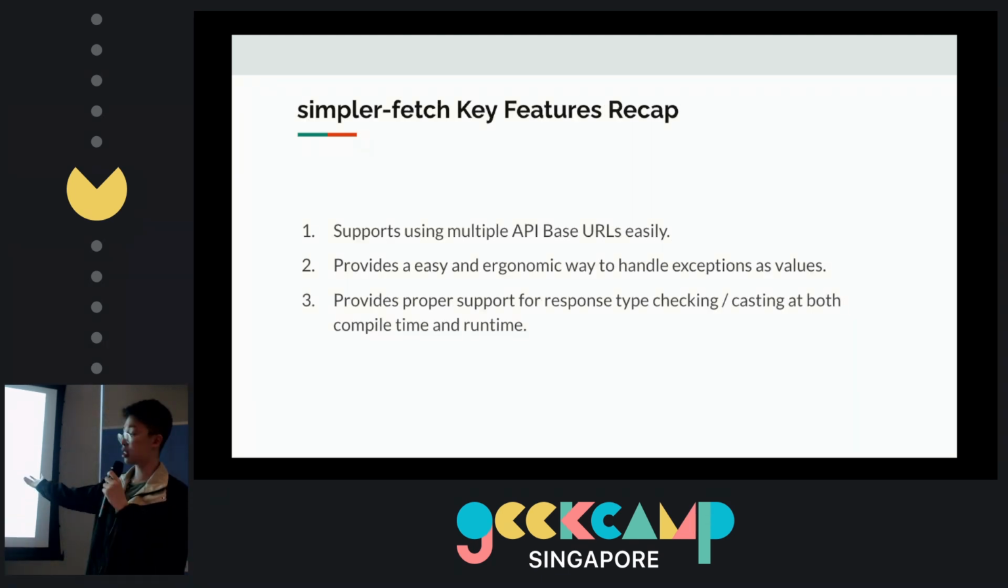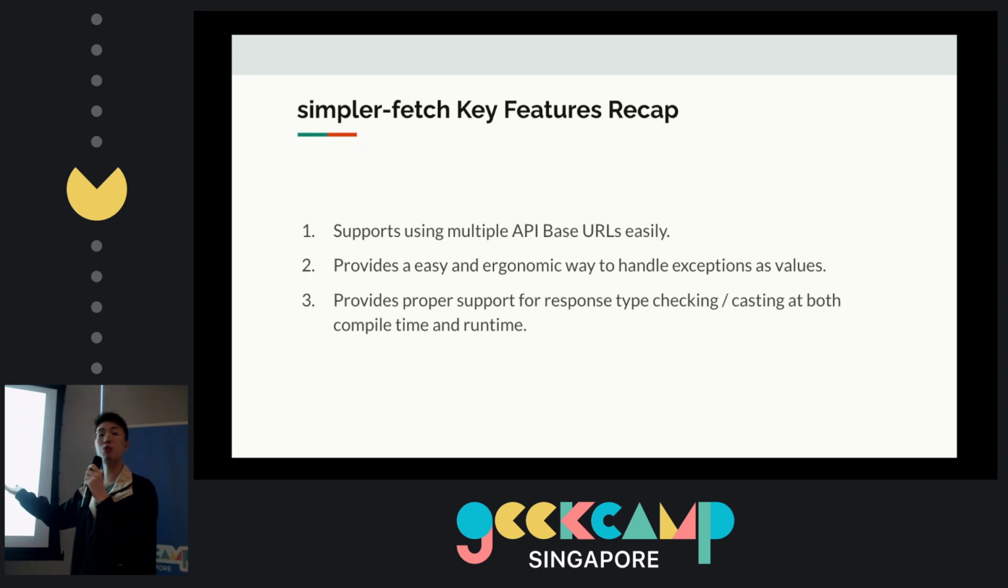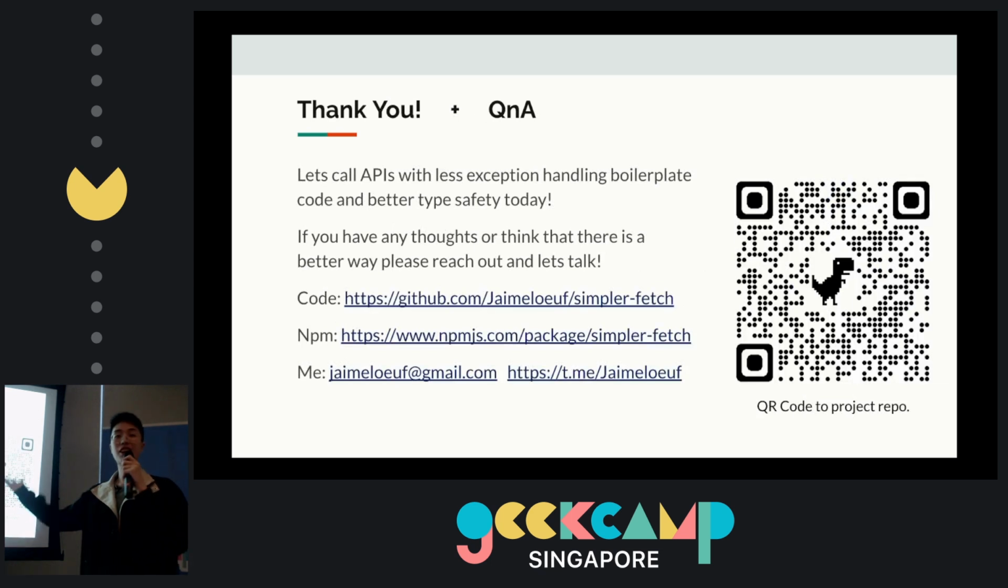So these are the key features that we just talked about. How do you manage multiple API URLs easily? How do you have an easy way to handle exceptions as values? And how do you get proper type support, not just at compile time, but also at runtime? And that's it. Thank you.